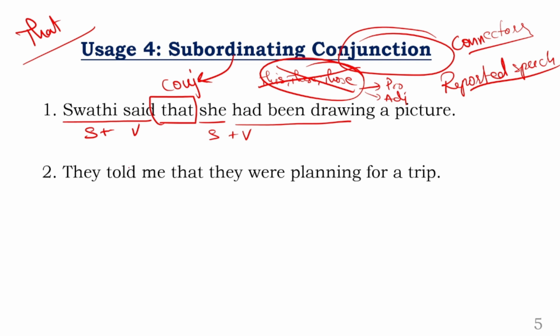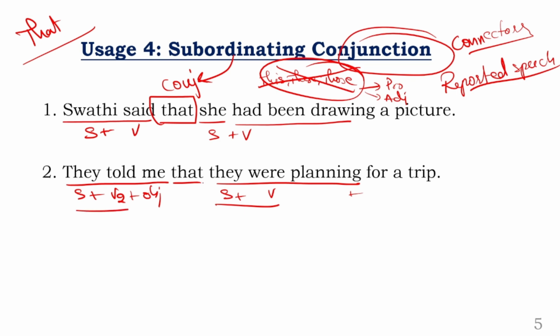Okay, look at the second sentence. What is this one here? They told me that they were planning for a trip. They is a subject here, told is a verb, V2, and me is an object. This is one full sentence. Again, they is a subject, were planning, and for a trip is an additional combination. Now here, they were planning is clause number 2, and the first part is clause number 1. Both of the clauses are combined with the conjunction. Again, the conjunction is that.